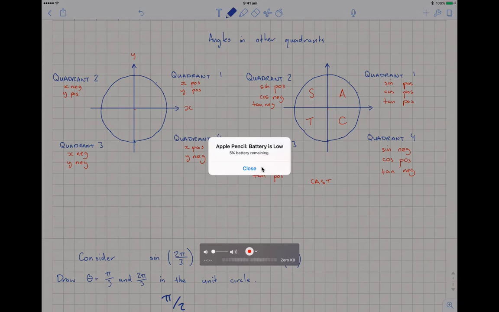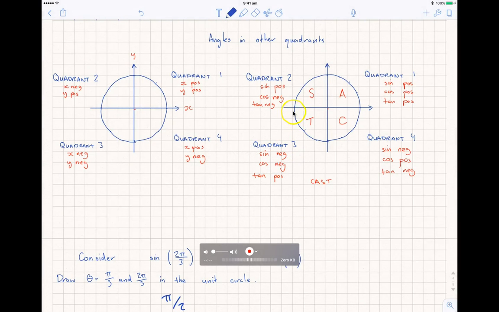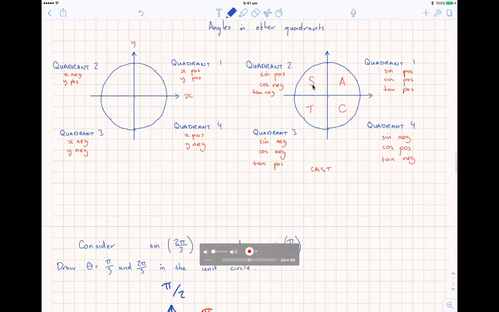Oops, my pencil's running out. And in quadrant 2, only sine is positive. However, they are all positive in quadrant 1, which is why we use the letter A for all. So cos, all, sine, tan, and it's just which ones are positive, otherwise they're negative.